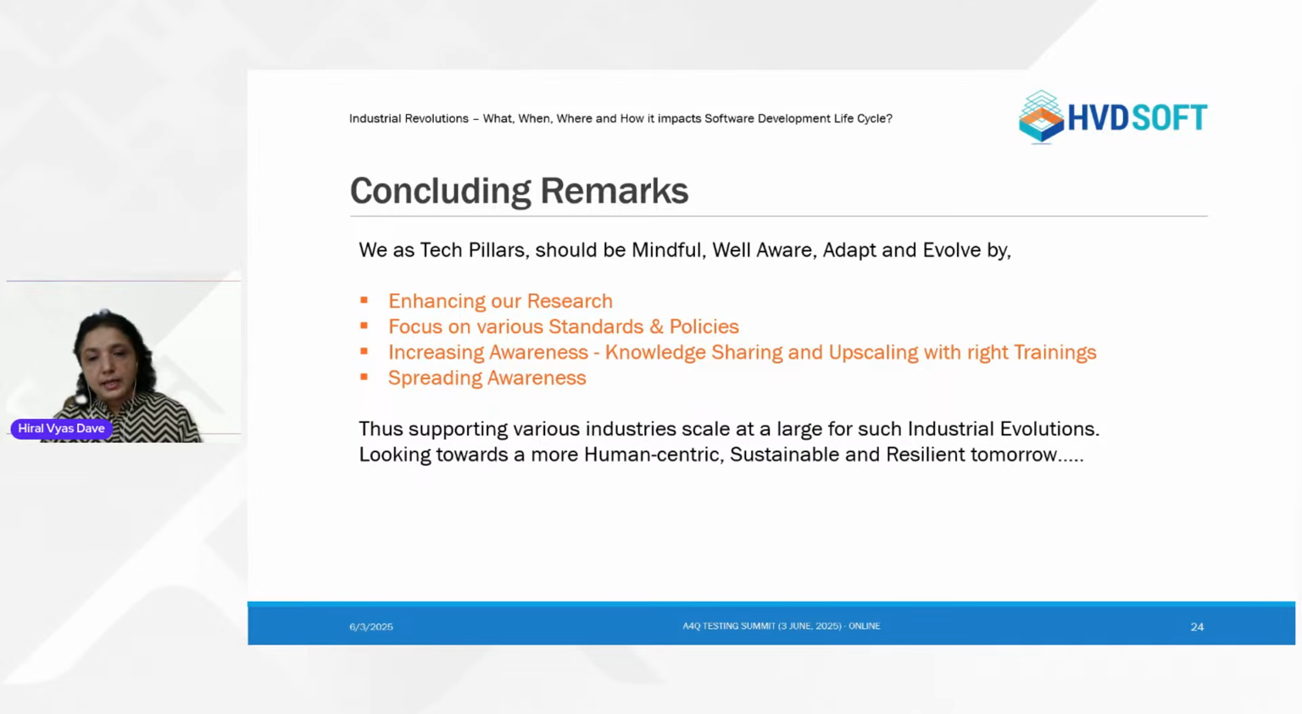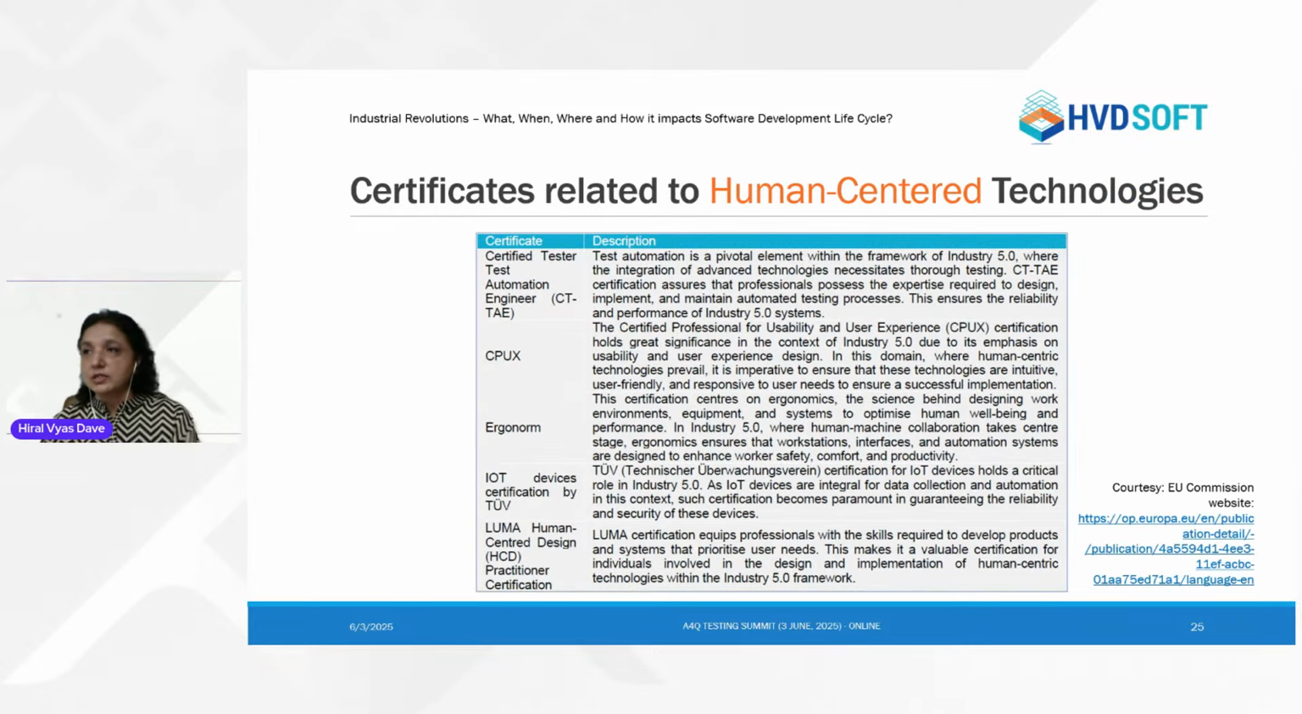Another way we can enhance our knowledge is by going for some certificates. These are not so new certificates, but they are human-centric certifications on the technologies, and they are well mentioned on the EU Commission website. You can go through that. You being from the quality and testing area, you can go for the certified tester, test automation engineer certification, because there is a lot of automation going to happen.